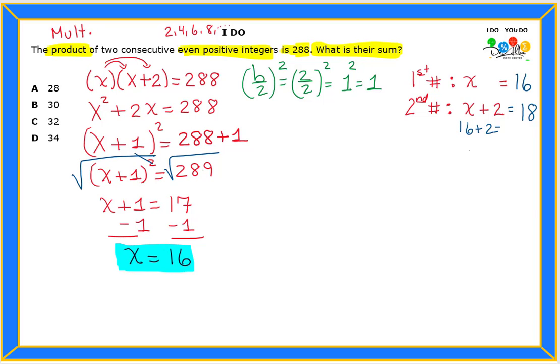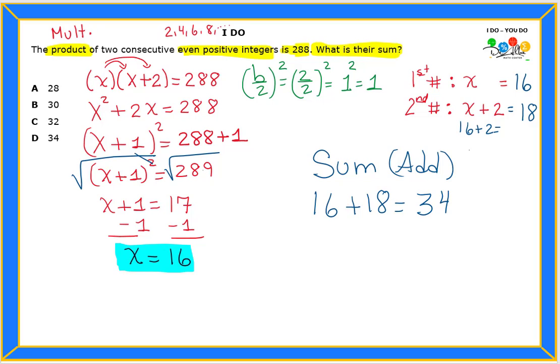But I need to find out what's the sum of those two numbers. So I need to remember sum means when you add the numbers. Very good. So I will add 16 plus 18 and that gives me a 34. Exactly. And guess what? That's my answer because that's what I wanted. I wanted to find the sum of those two numbers. And I can see that on my answer choice D. Very good.